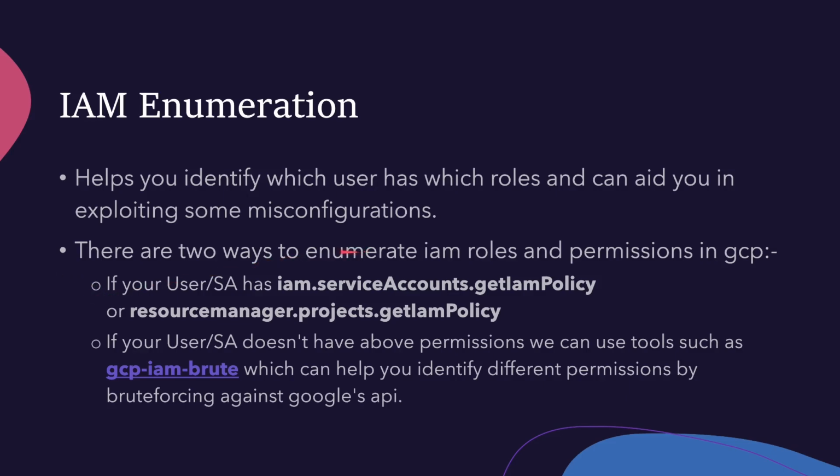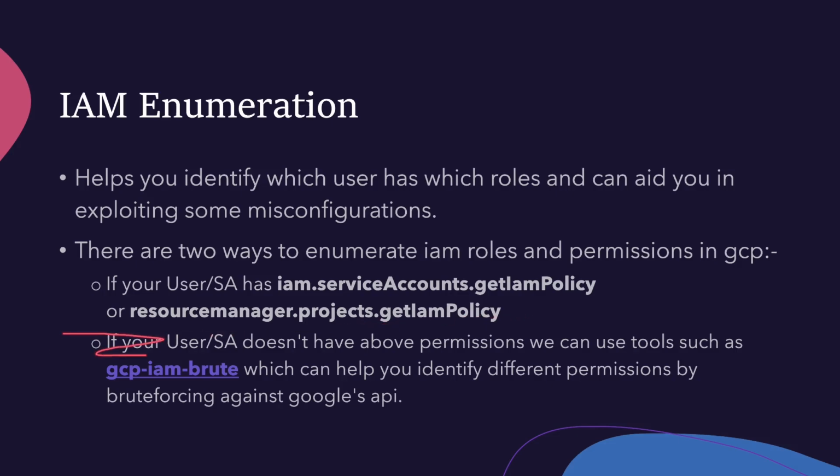In GCP there are two different ways to enumerate permissions. One, which you might not see on every service account, but I have added it here, is the IAM service account get IAM policy role. If your account has this particular role, you can list the IAM policy of a service account. Or if you have this other role, you can list the IAM policy of the entire GCP project. However, not every service account has these specific roles or permissions.